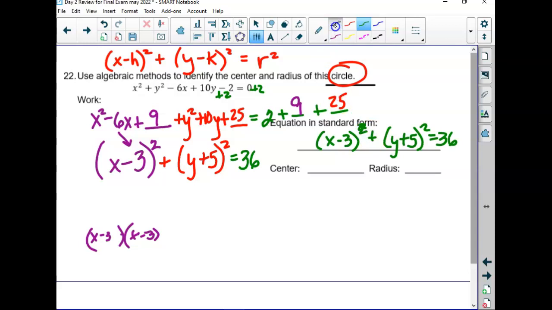Where the center is what? Be careful. Positive 3, negative 5, because it was opposite of both of these, okay? And then this is r squared, so r is a radius of 6. Questions?